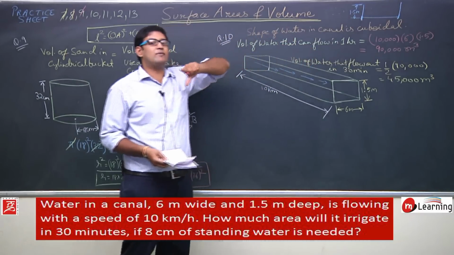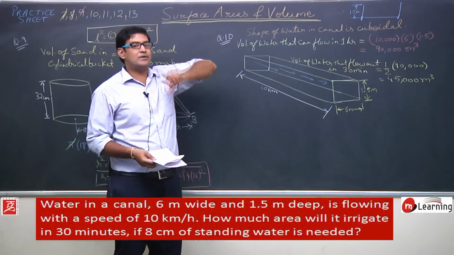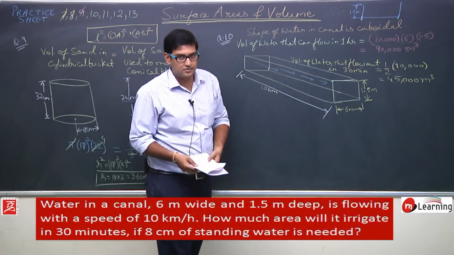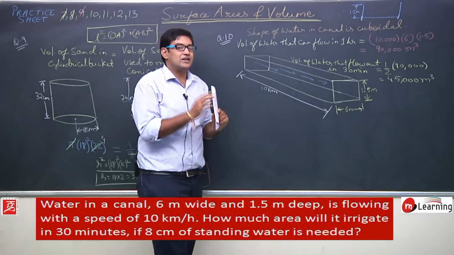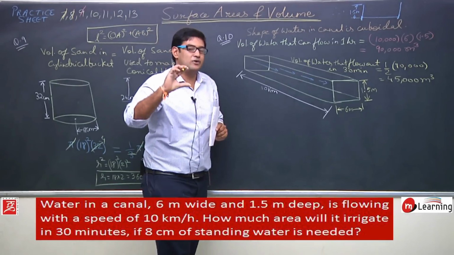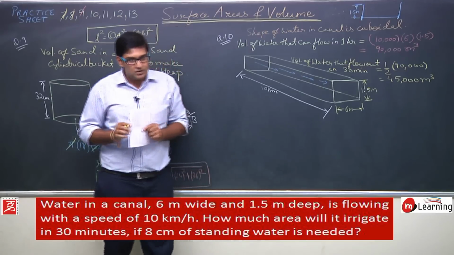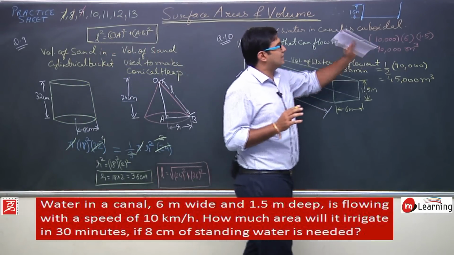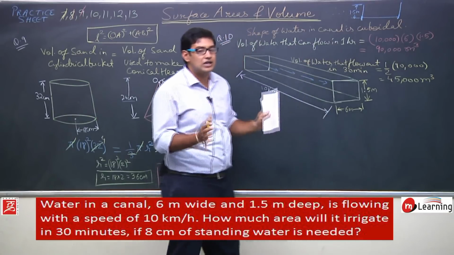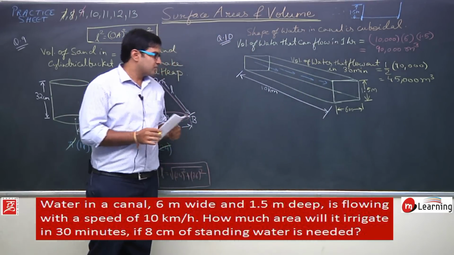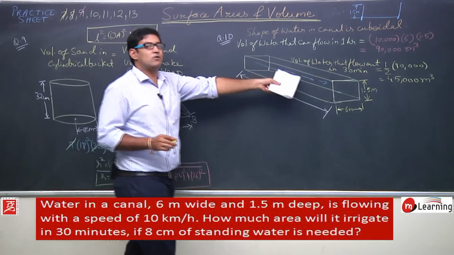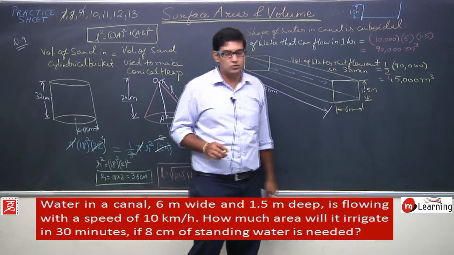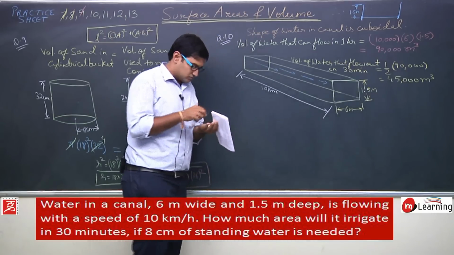If it would have been a cylinder, it would have been clearly given that the diameter of the canal is something like this. But here it is clearly given that 6 meter is width and 1.5 meter is the depth. That's why I can assume very comfortably that this is definitely a rectangular canal. So the water that can flow out from this canal in 30 minutes is 45,000 meter cube.